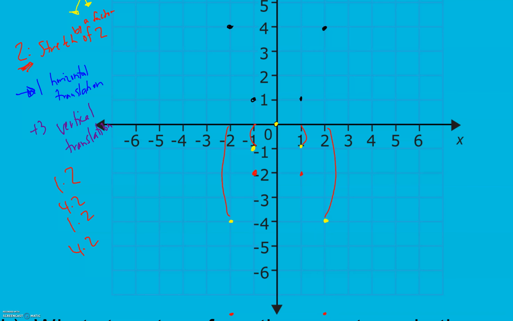I can take now and move each of those points right 1, up 3. So right 1, up 3, right 1, up 3. My vertex goes right 1, up 3. It should be at 1, 3, which is perfect. It is. Right 1, up 3, and right 1, up 3. And this is the graph of my function.